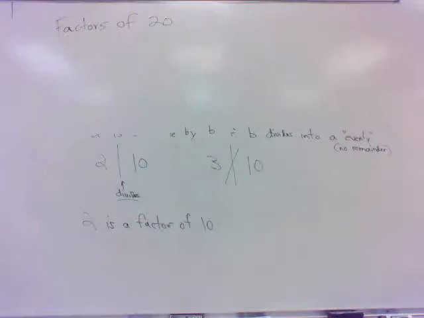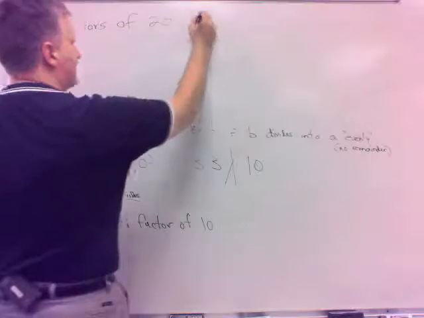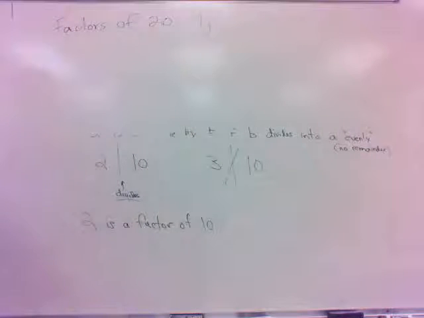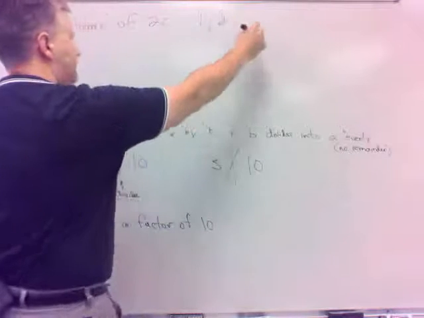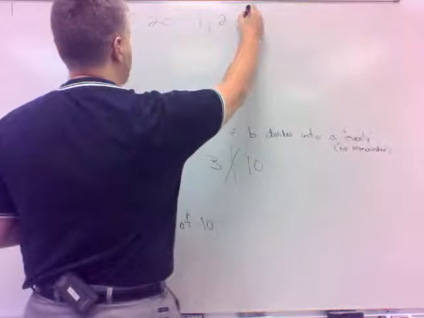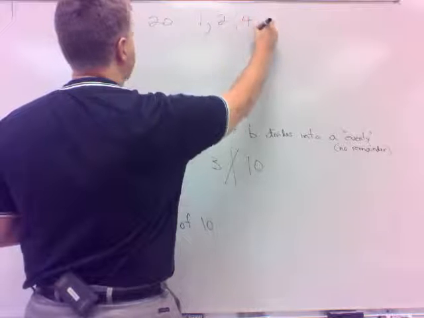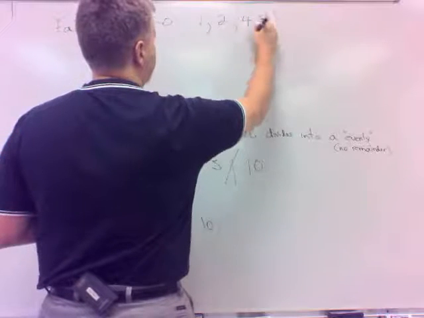If I wanted to list out all the factors of 20. Well, as we know, what about 1? Let's start with 1, since it's the first counting number. Is 1 a factor of 20? Does 1 go into 20 evenly? Yes, it does. 1's a factor of every number. What about 2 in this case? Is 2 a factor? Yes, it is. What about 3? No. 4? Yes. And then 5, 10, and 20.